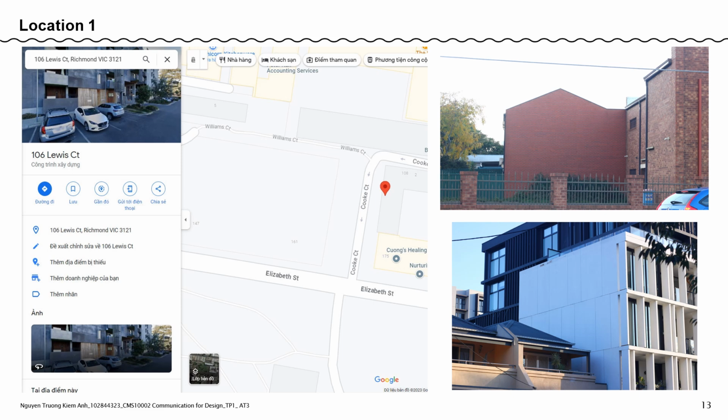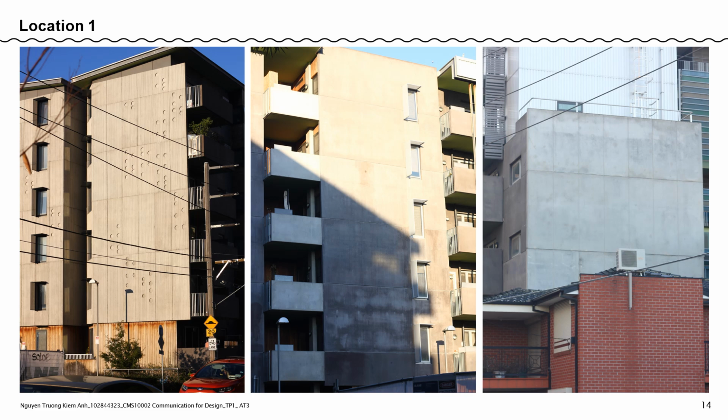Next, I did some location scouting of where my super graphic will be placed. The first location that I chose is on 106 Street, Richmond, near the neighborhood where I live. The reason I picked this location is because of the Vietnamese community in this neighborhood, and I want to raise awareness about my social issue to my people. I have some examples of the blank walls that I might use. Here's more examples.